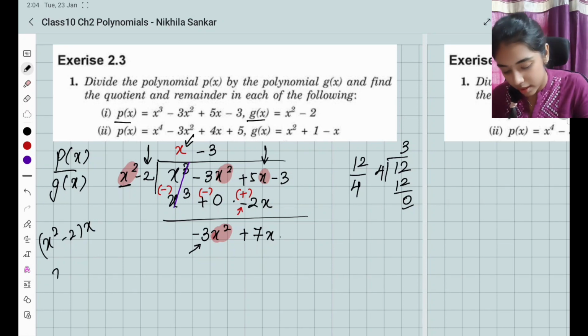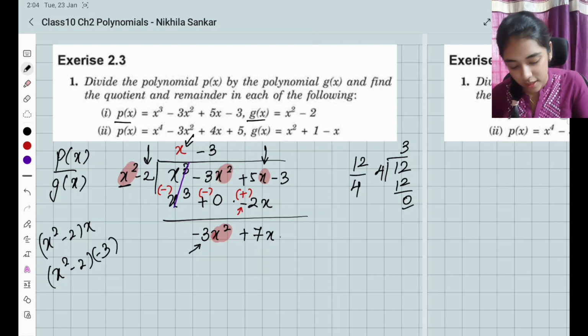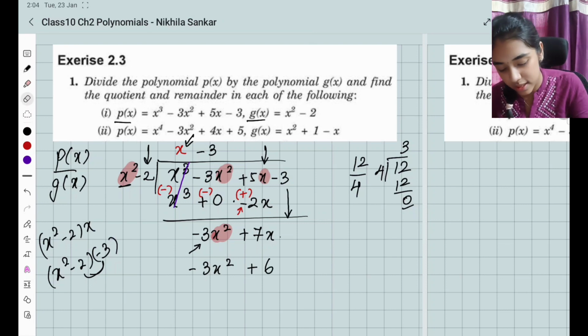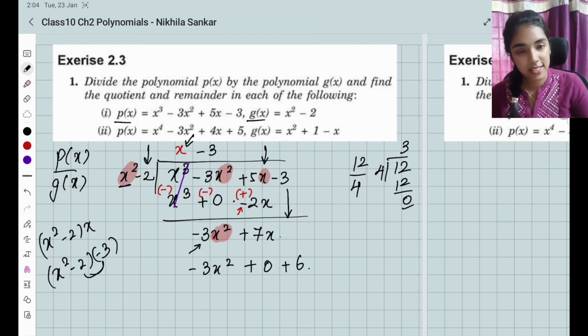So now what happens if I do it this way? I have x square minus 2 times minus 3. So this is going to be minus 3 into x square. When I multiply here, I'm going to have plus 6. But here there is the constant, right? Since there is a constant here, what am I going to do? I'm going to remove this plus 6, put plus 0, plus 6. Okay, so I'm going to bring this 3 also down. Since there is a constant here, I do it this way.